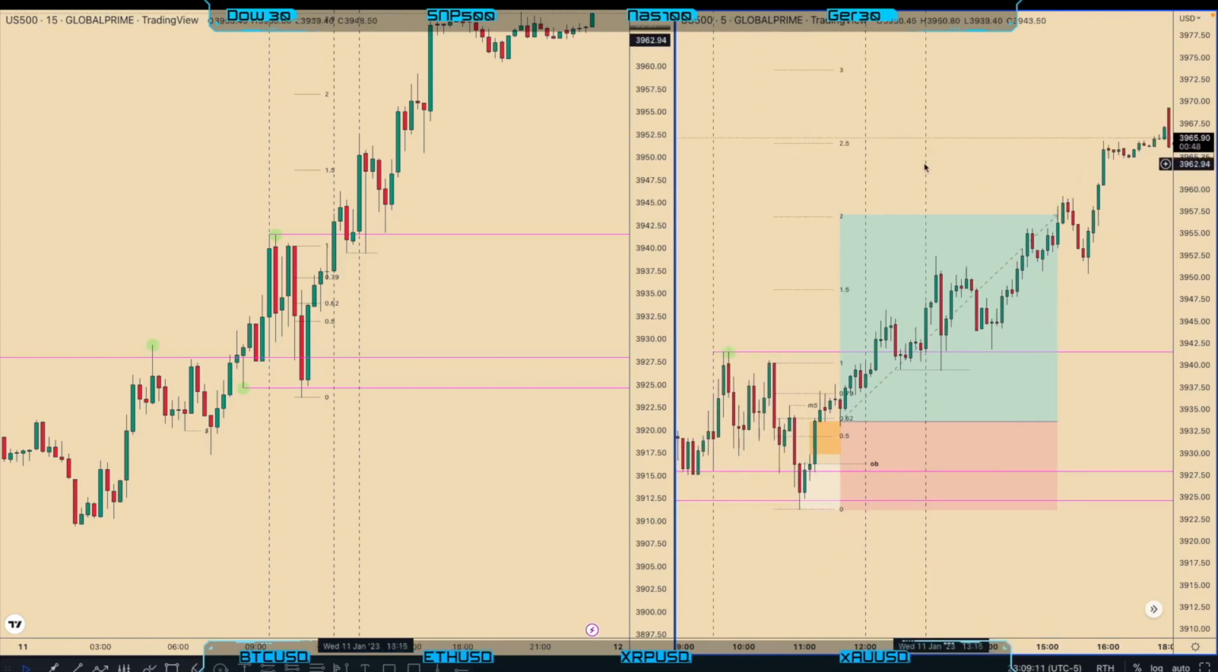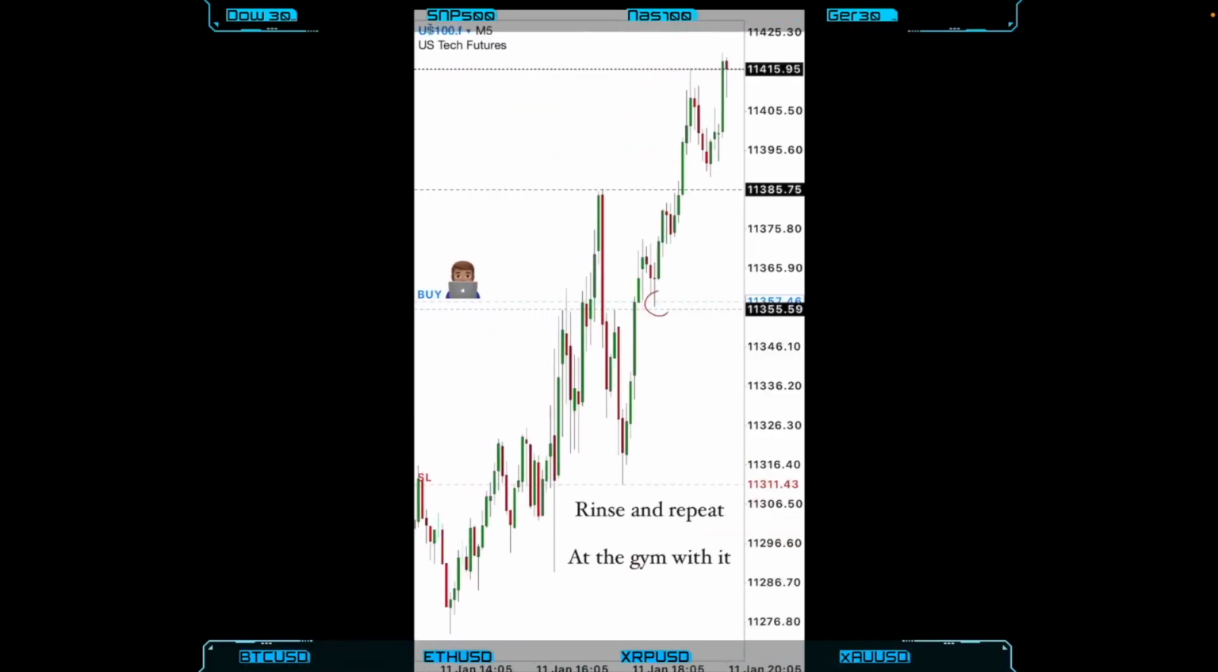So outside of US 500, my entry that I took was actually on the NASDAQ 100, US Tech Futures. So this was my entry right here. We'll go over it in just a second.